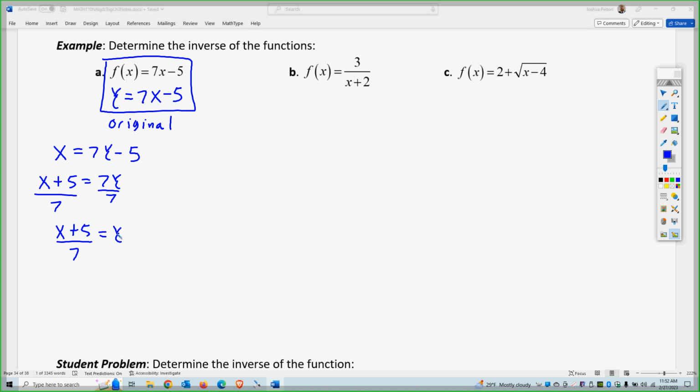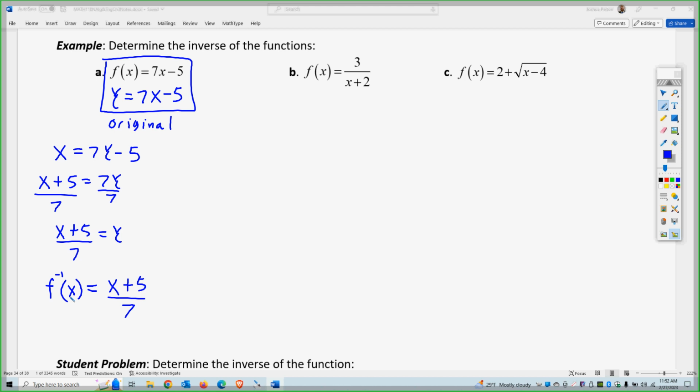Okay, so essentially if I rewrite this, f inverse of x is x plus 5 over 7, because the notation needs to be changed back to a function notation essentially.